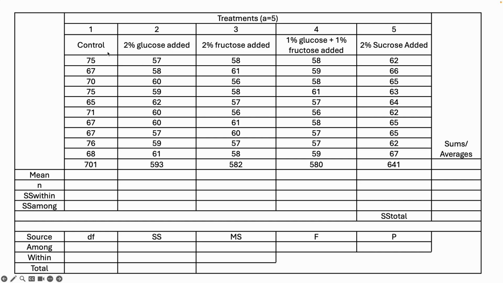So this is what it looks like, and you need to fill in the mean, the sample size, sum of squares within, sum squares among, sum squares total. You can take these things and add them across and put them in these boxes over here, and then get your sum squares within and among, transfer them to the ANOVA table down here, calculate the F statistic, and then report your p-value.